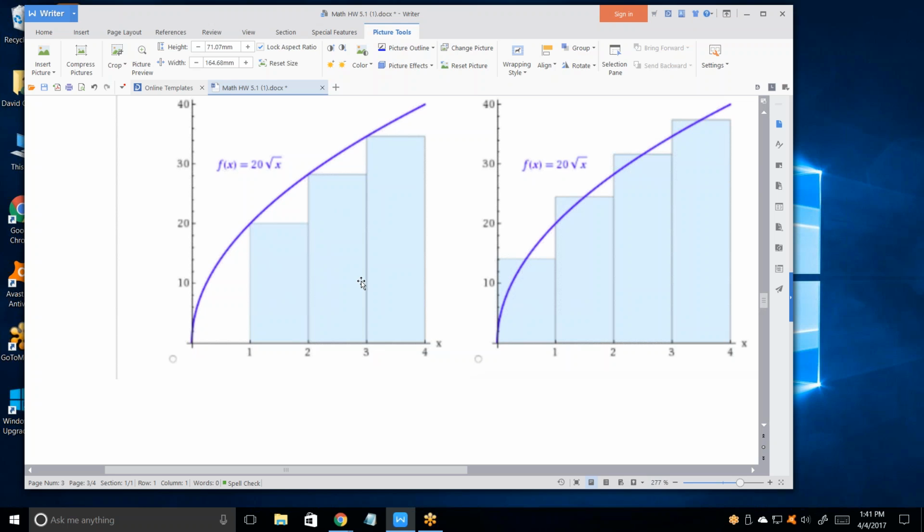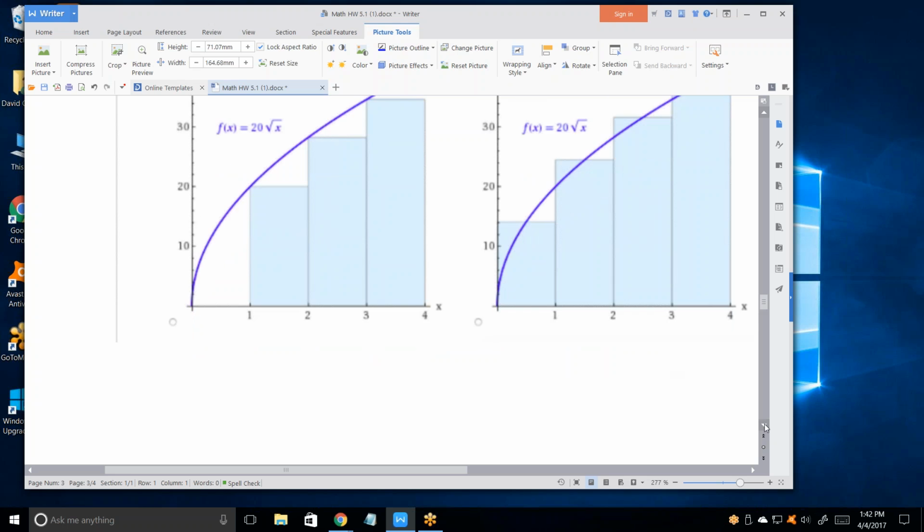But if I wanted to make it better, I would just increase the number of rectangles. I'd put 8 rectangles instead of 4. And to make it better yet, I'd put 16 in there. And to make it really good, I would put 1,000 rectangles. Then I would have almost the accurate point.